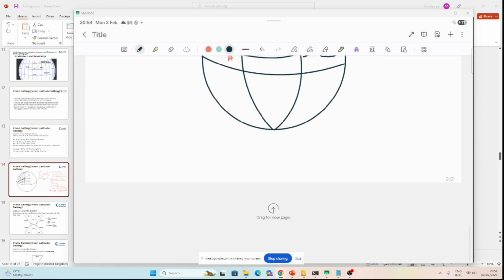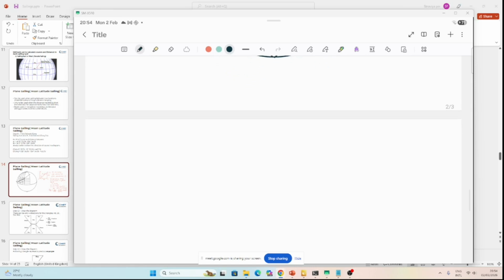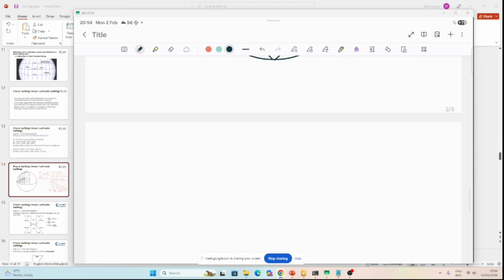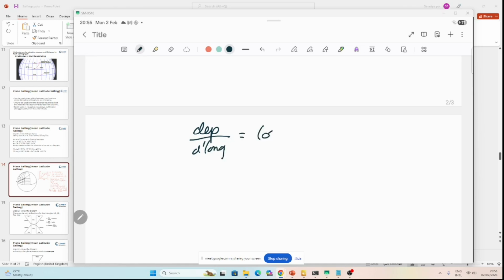All right, so how to find the mean latitude? In order to find departure, if you can remember, the departure in parallel sailing formula was given as, in parallel sailing, departure divided by d long is equal to what?